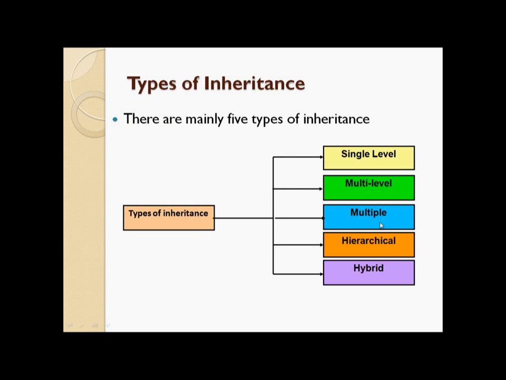In case of multiple inheritance, multiple parent classes will derive only one child class, whereas in case of hierarchical inheritance, one parent class will derive multiple child classes, and hybrid inheritance will be a combination of any two types of inheritance which we discussed here.